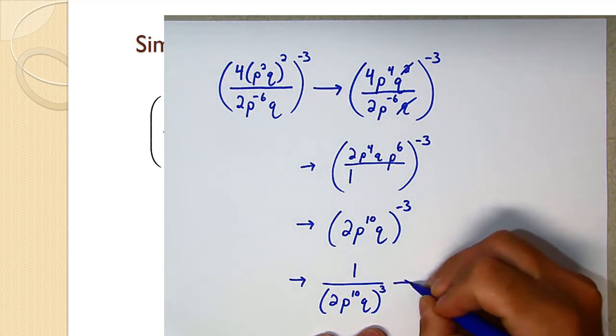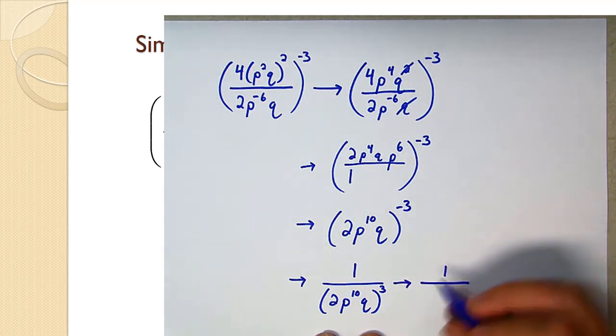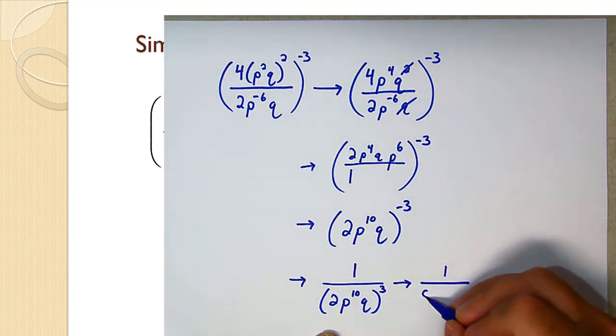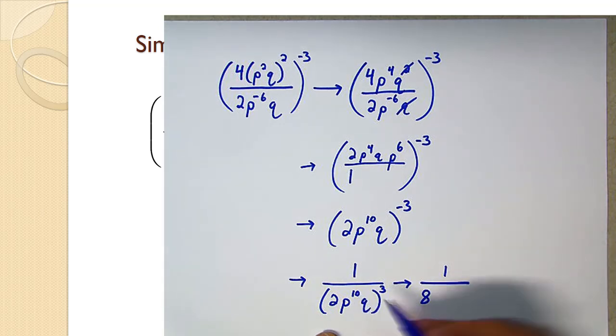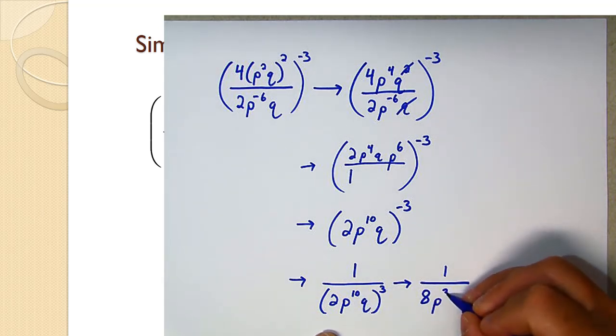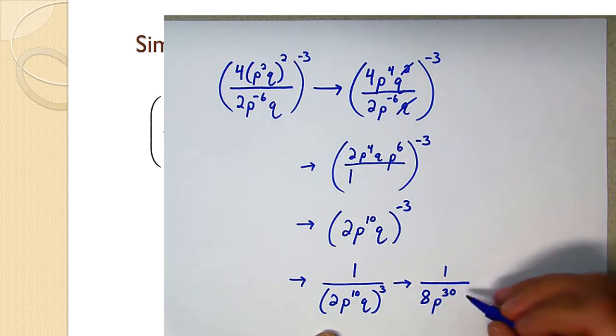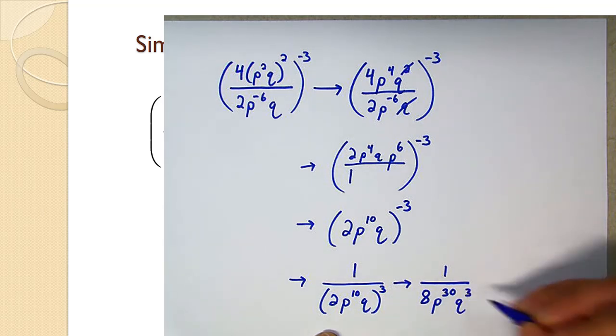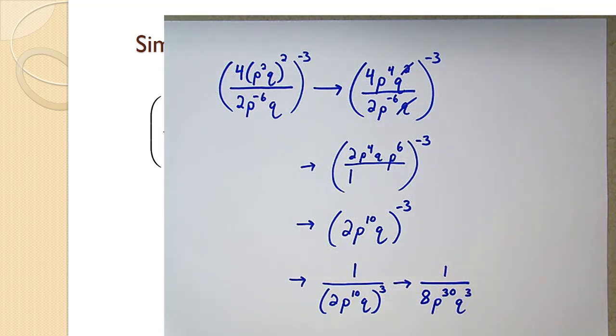Now, if we take that a step further, this is the same as 1 over 2 to the third power is 8. P to the 10th to the third power is p to the 30th, and q to the third power is of course q to the third. So we've simplified this, but we have positive exponents. Our instructions were to express this without fractions.